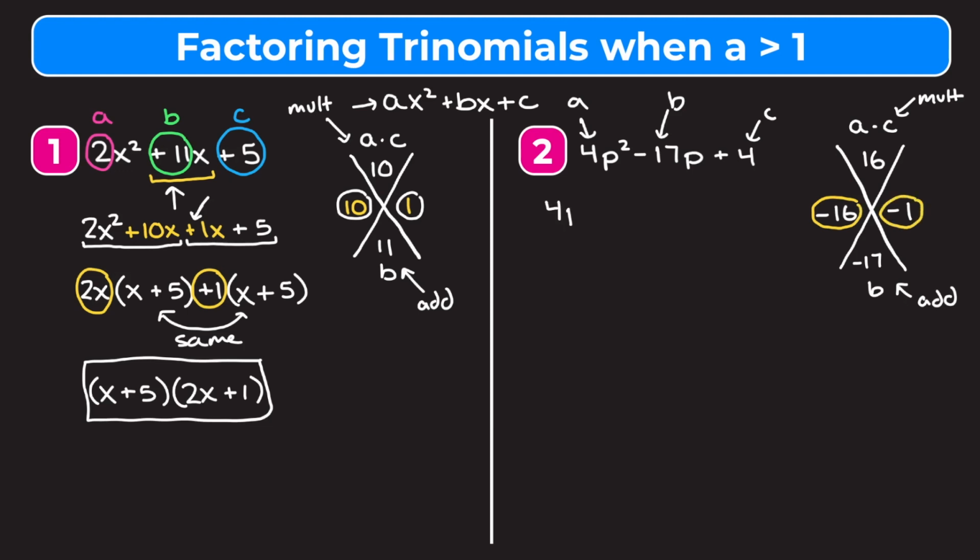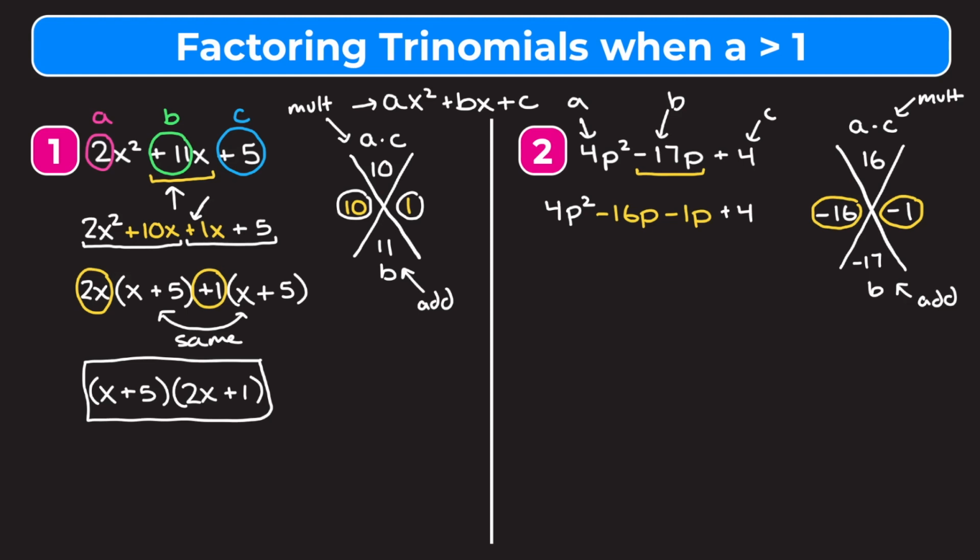So we keep 4p squared the same. And then this negative 17p is going to turn into a negative 16p and negative 1p. We have plus 4. The order in which you put those p terms does not matter. You could put negative 1p first and then negative 16. Your final answer will end up the same. The other steps will look a little bit different, but it does not matter which order you do that in.